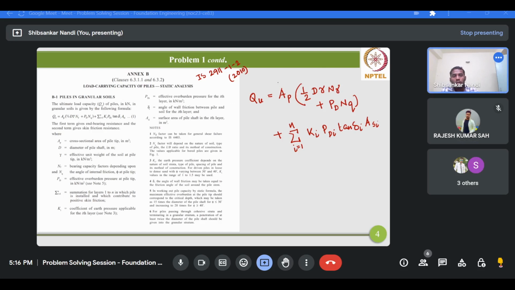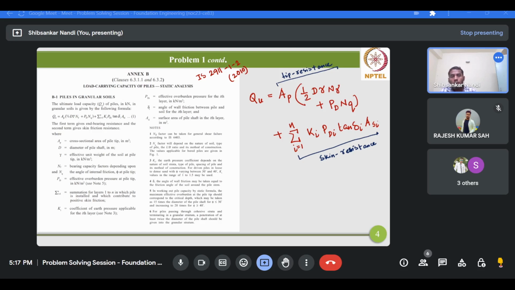Now the first part corresponds to the pile tip resistance. And the second component corresponds to skin resistance. As a whole, the total contribution from the tip resistance and skin resistance will give you the ultimate resistance. If you divide this ultimate resistance by the recommended or prescribed factor of safety, you will have the safe load carrying capacity of the given pile.